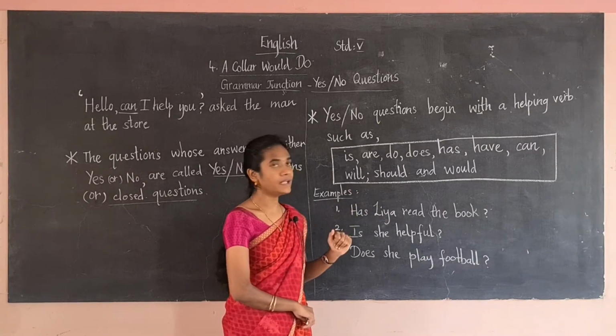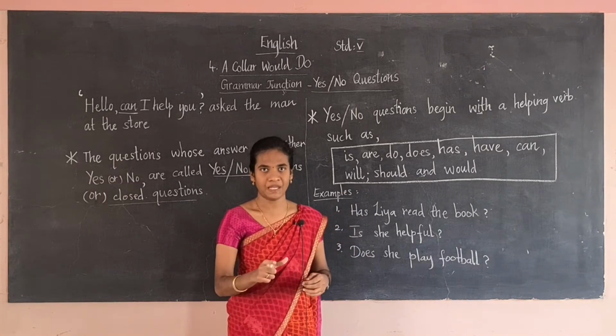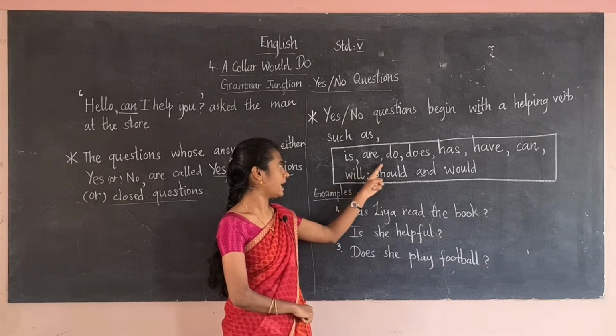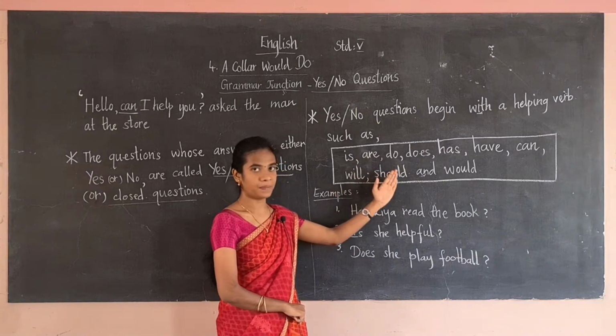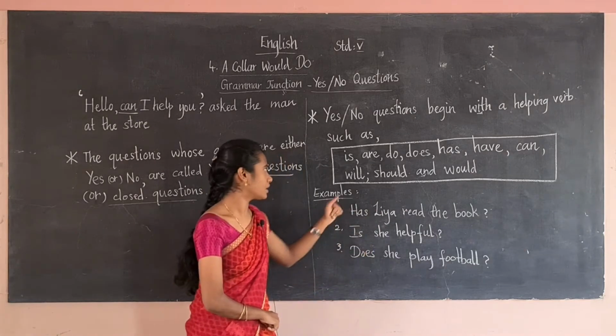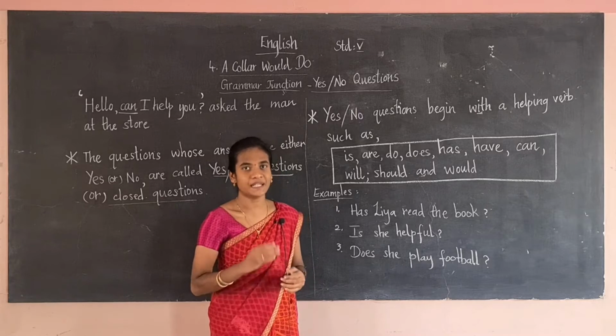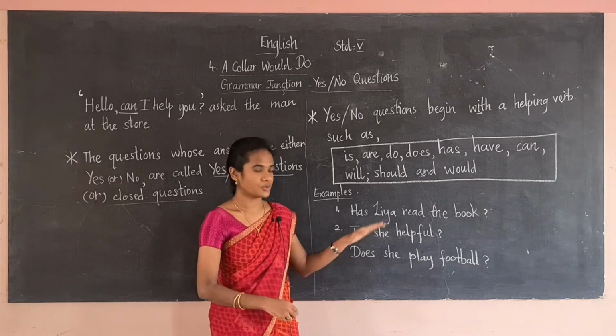So these are all the helping verbs. Yes or no questions always begin with the helping verbs only. With these helping verbs we can frame the questions. Now we can see the examples for this. I have already told you the yes or no question always begins with the helping verbs, right? So this is an example.